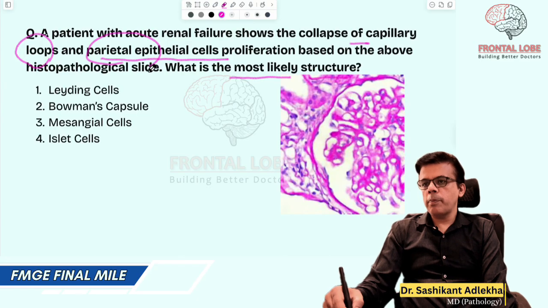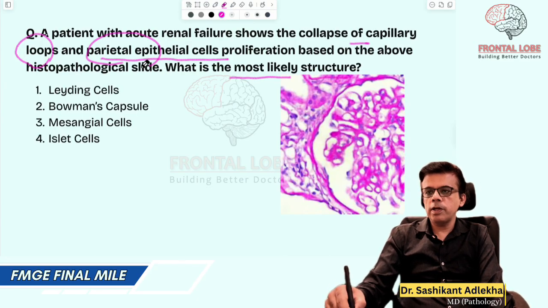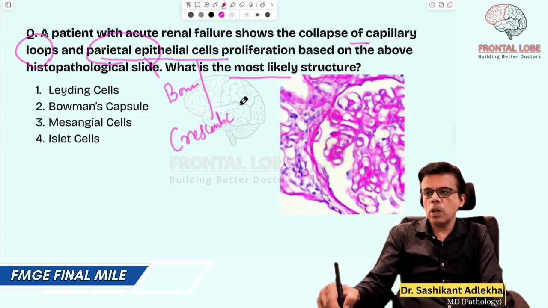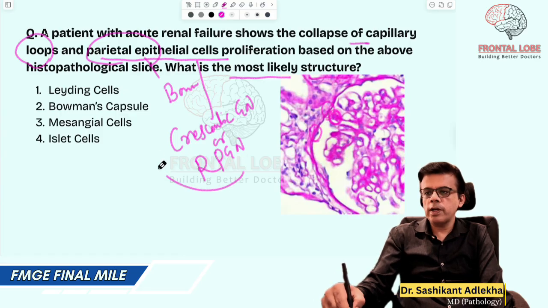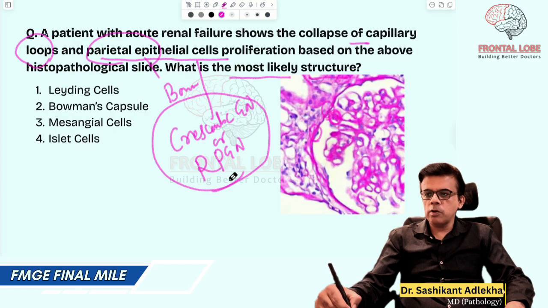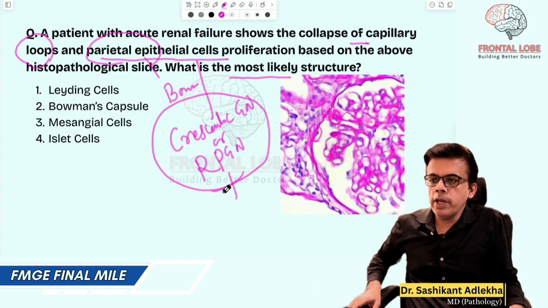So parietal epithelial cells is classical of Bowman capsule. It is the outer layer of the Bowman capsule that gets proliferated. Here you can see that it is talking about parietal epithelial cell proliferation, that is the characteristic feature of crescentic glomerulonephritis or RPGN, rapidly progressive glomerulonephritis, where you will see the large proliferation of parietal cells of Bowman capsule, the outer layer of Bowman capsule.